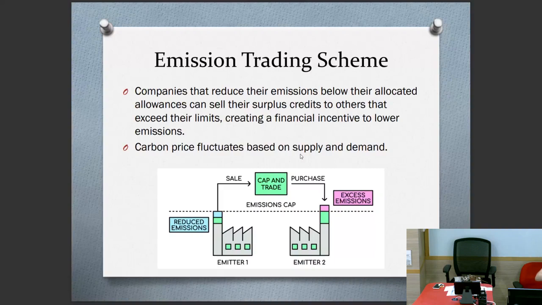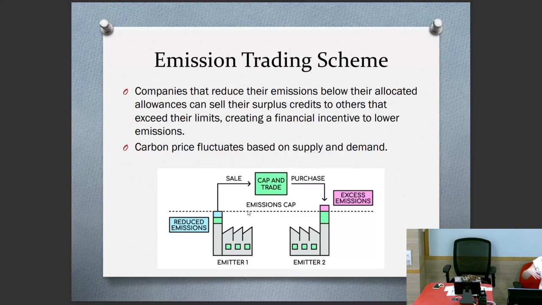And the carbon price fluctuates based on supply and demand. There is no fixed price on every credit. So if one year the government sets the cap a little bit high, so every organization has a lot of credits, then the price of the carbon will be very cheap, because they don't need to reduce their carbon very much, since they are given a lot of credits.